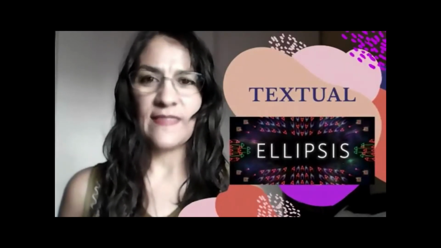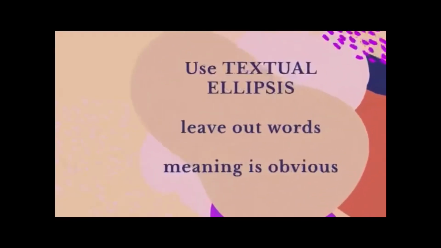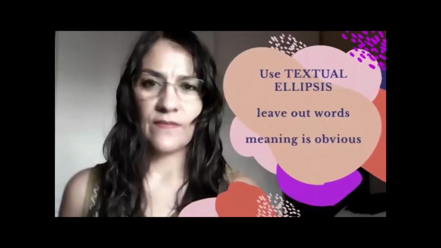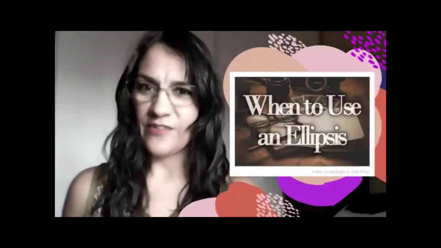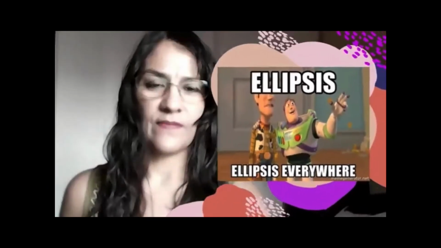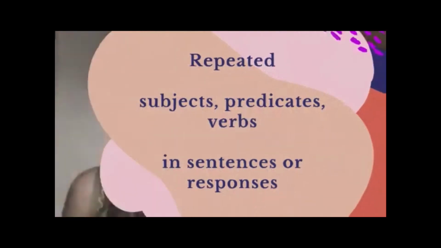Welcome to a lesson about textual ellipses. We use textual ellipses, or leave out words, when the meaning of a text is obvious without these words. When to use an ellipsis? Some of the most common examples are repeated subjects, predicates, or verbs in sentences or in responses to questions.